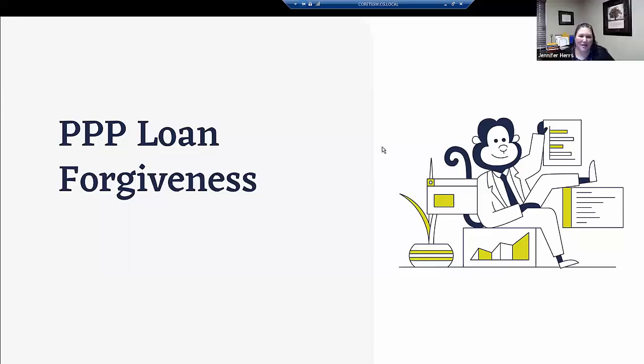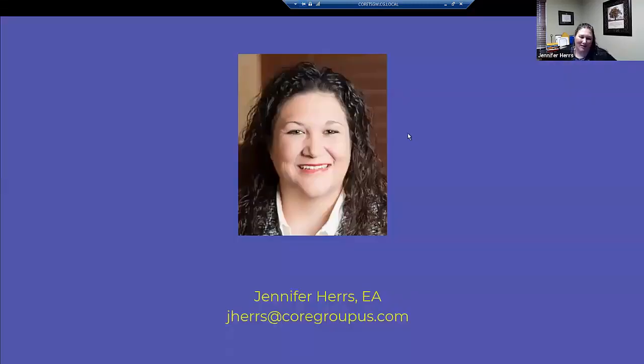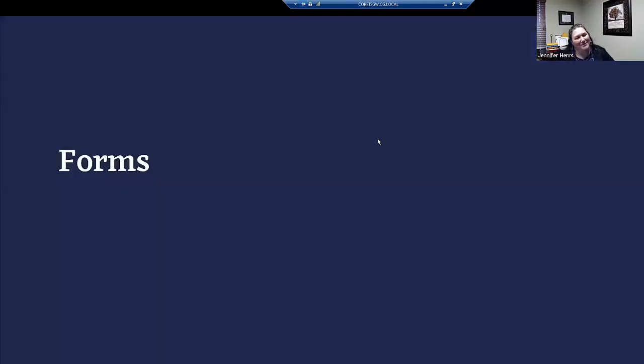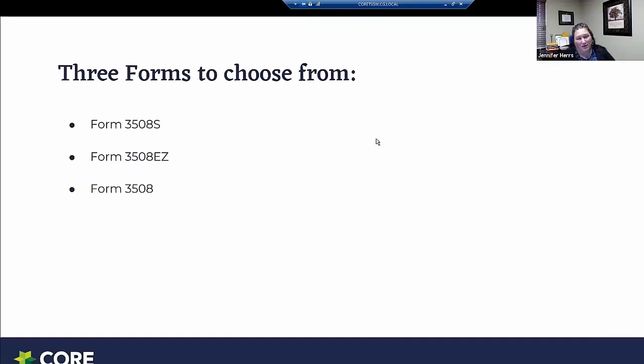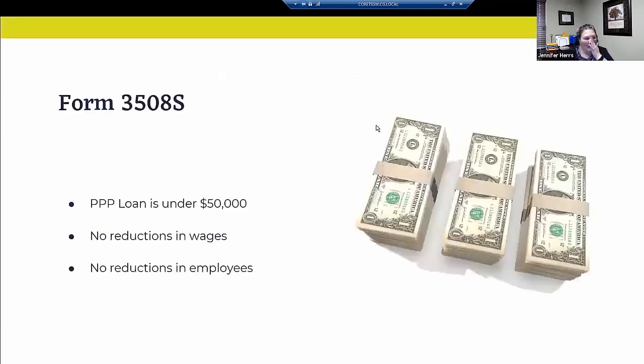So, Jennifer. All right. We're going to talk about PPP loan forgiveness and the forms. They have published 3 forms to choose from. We have Form 3508S, Form 3508EZ, and then just plain Form 3508. Form 3508S is for PPP loans under $50,000. You have no reduction in wages and no reductions in employees.